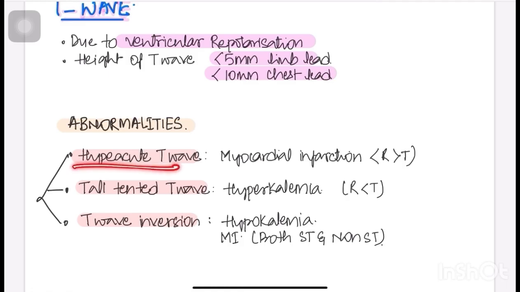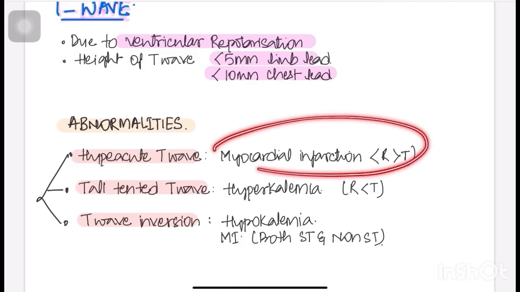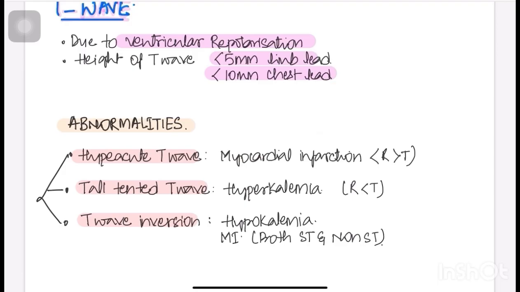Hyperacute T wave is seen in myocardial infarction. Tall tented T wave is seen in hyperkalemia. T wave inversion is seen in hypokalemia and myocardial infarction. In case of hyperacute T wave, the R wave would be bigger than the T wave. In case of tall tented T wave, the R wave would be smaller than the T wave.